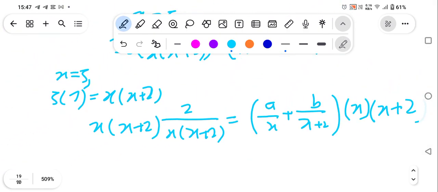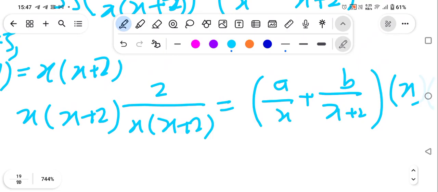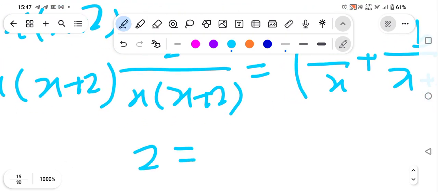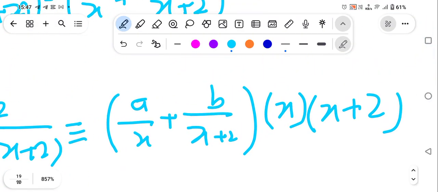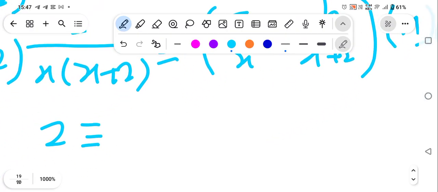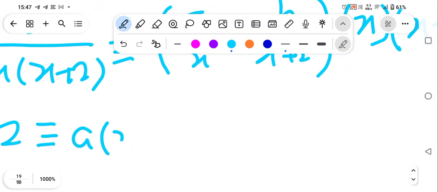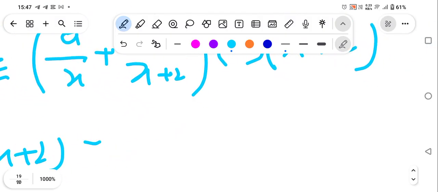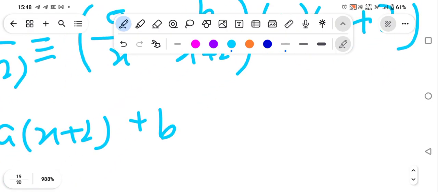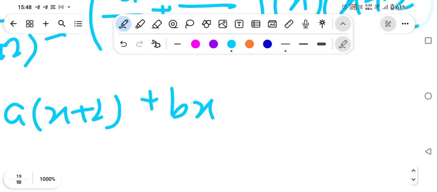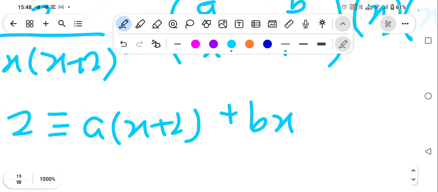So to solve for a and b, this will be similar, not equal. So this x will cancel out with this x, and we will be left with a times x plus 2. And this x plus 2 will cancel out with this, and we will be left with b times x. So now, x is a variable, even though we have defined it as 5, but to solve for a and b, we must change the variable.